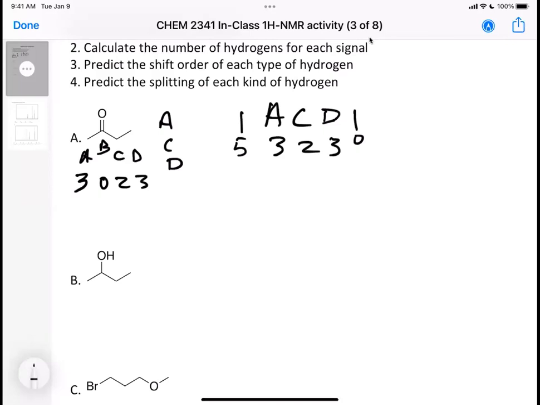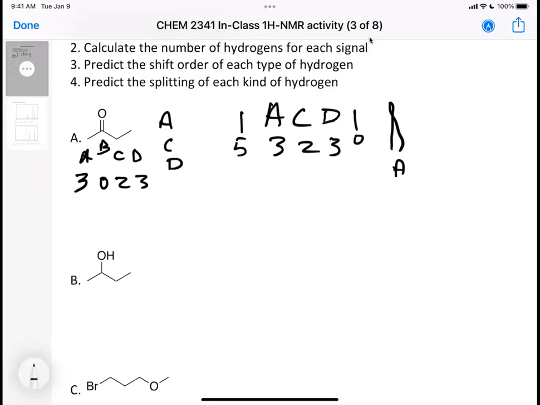Okay, so let's do the last one. So A, how many peaks is A going to have? We're going to use spin-spin coupling. How many hydrogens are within 3 bonds of those hydrogens? 0. So our N is 0, N plus 1 is 1 peak. So we're going to get 1 peak for A. And it has 3 hydrogens in it, but those are equivalent hydrogens, so we only get 1 signal.